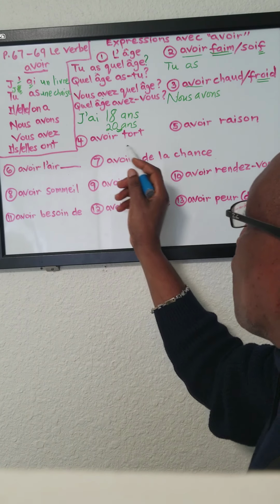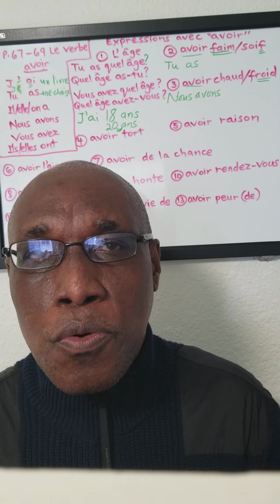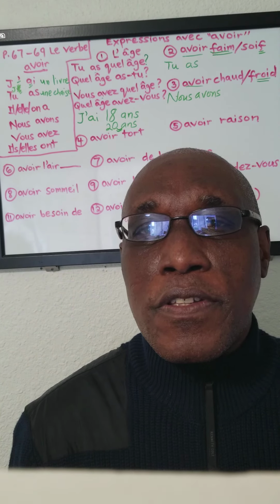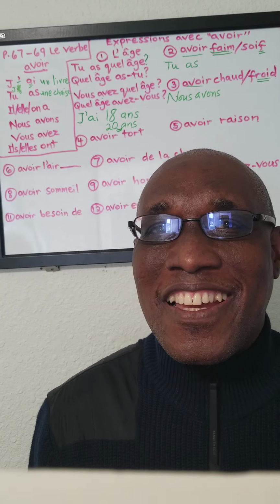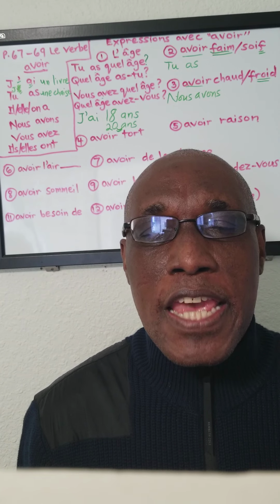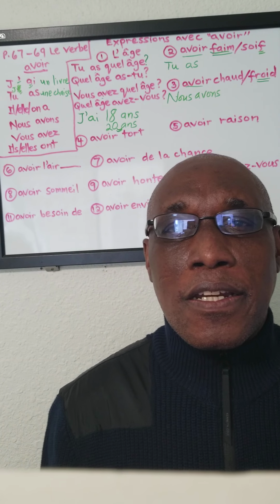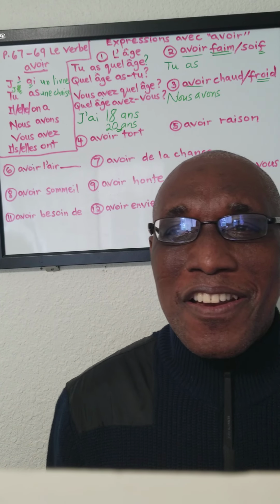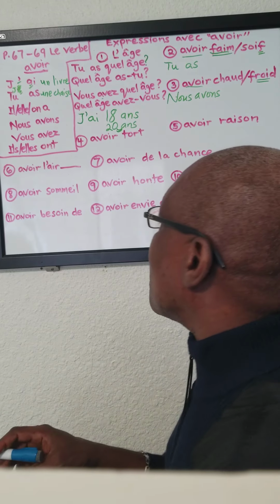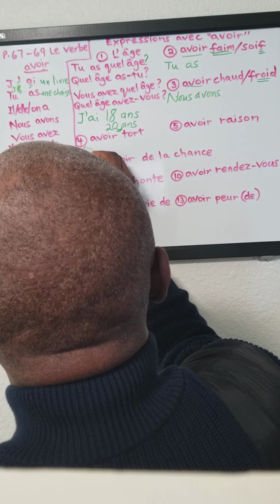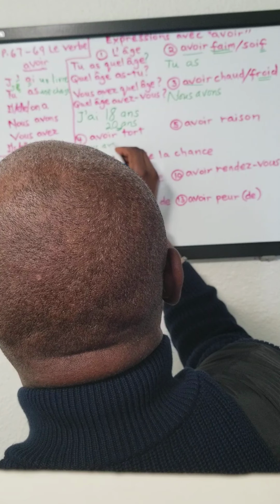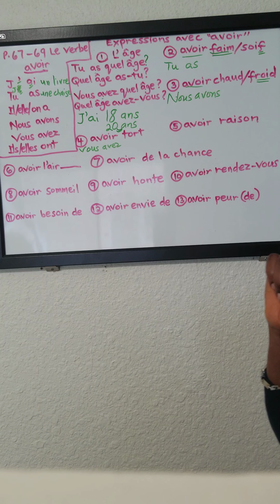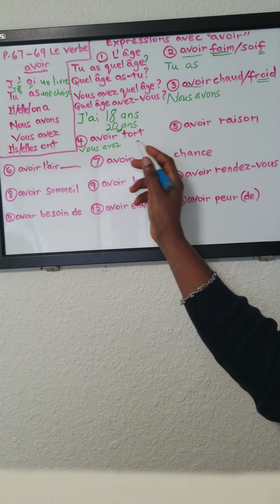Okay. Avoir tort is to be wrong. So when you say six minus five is four, quand vous déclarez que six moins cinq font quatre, vous avez tort. You are wrong. Vous avez tort. The avoir part changes with vous and avez, and then tort remains like that. Vous avez tort.